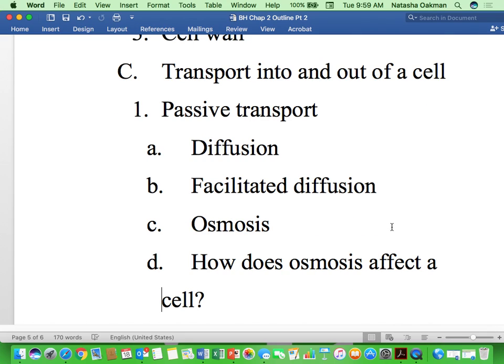But what we want to take a look at here is how does osmosis affect a cell? So how does that movement of water affect the cell? And in doing this, we're going to take a look at 3 scenarios, and we'll also take a look at diffusion and how diffusion works. So we'll just tie it all together.